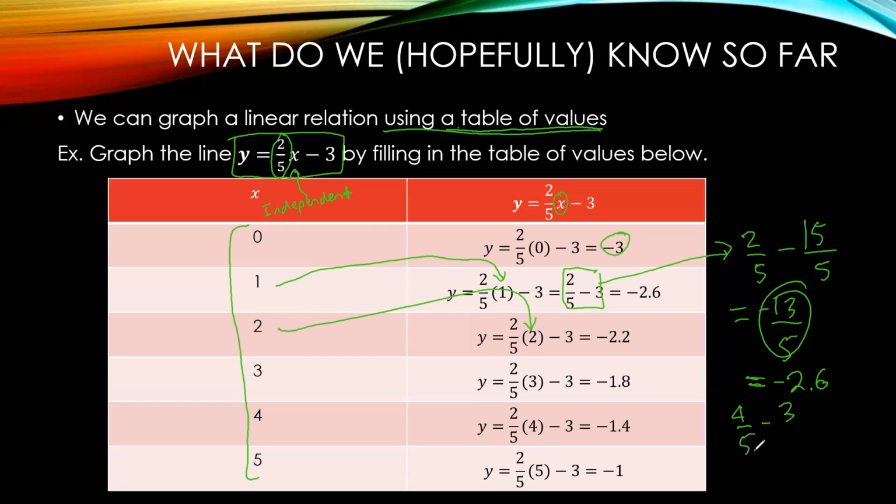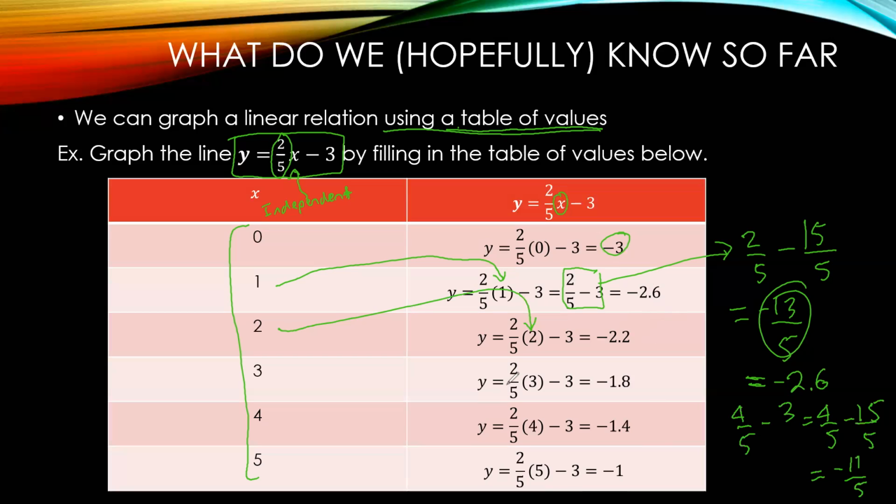You know that you can simply do 4 over 5 minus 15 over 5, and that becomes negative 11 over 5, which becomes negative 2.2. And again, you can verify all these answers are correct yourself. There is also another pattern that we'll see here.